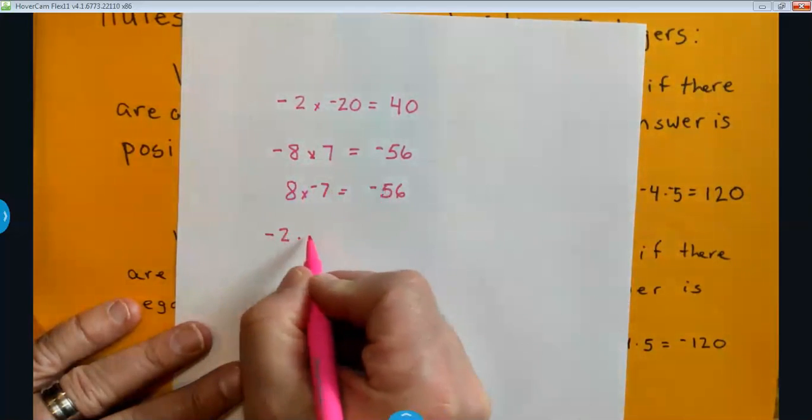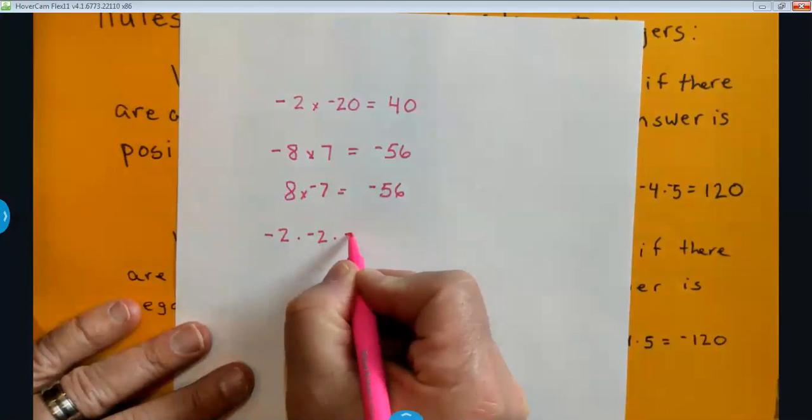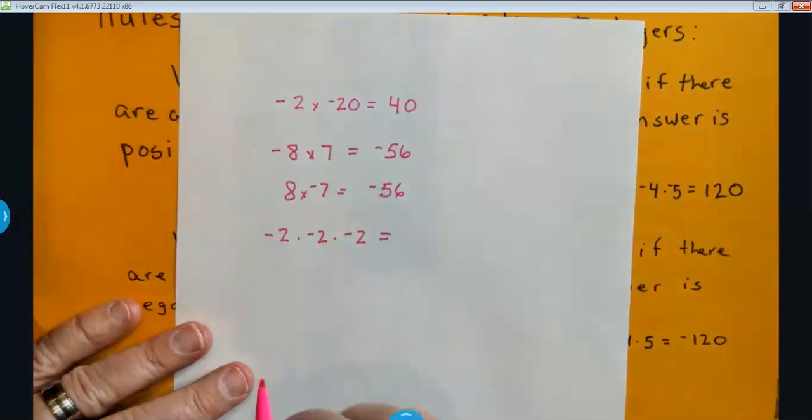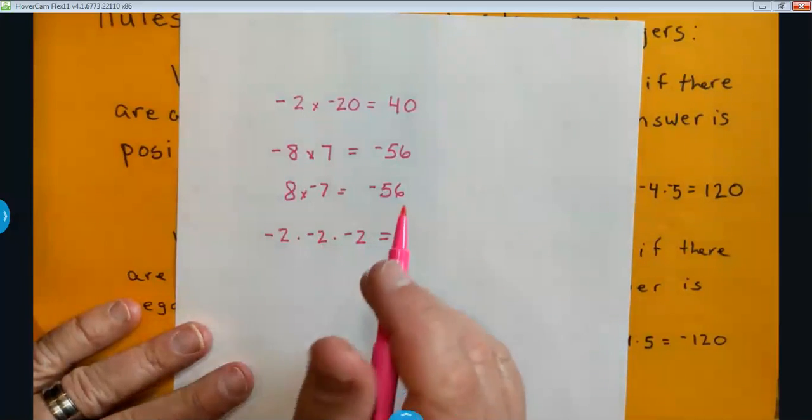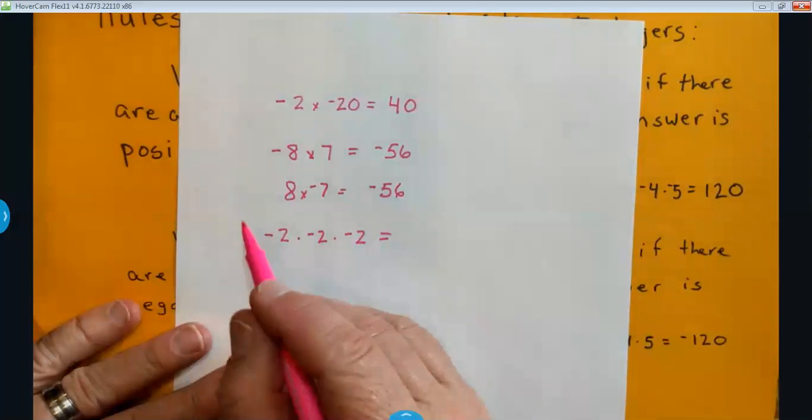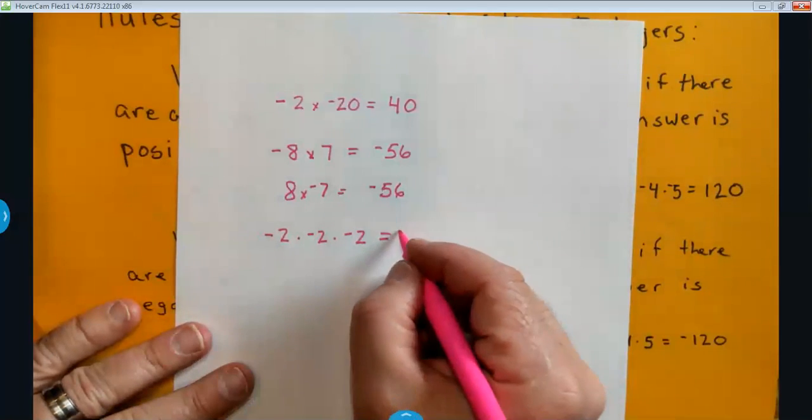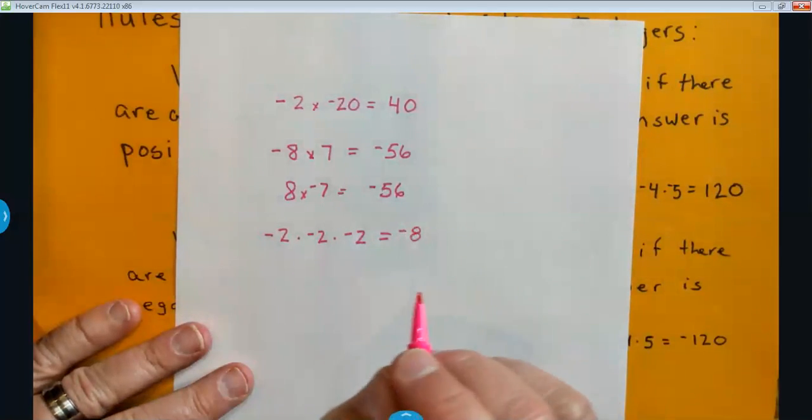Negative 2 times negative 2 times negative 2 equals. There are 3 negatives. 3 is an odd number. Anytime there are an odd amount of negatives, your answer is negative.